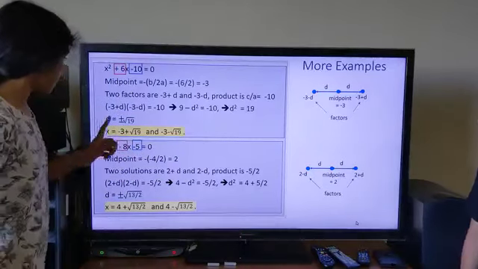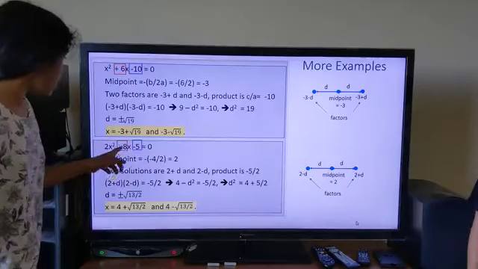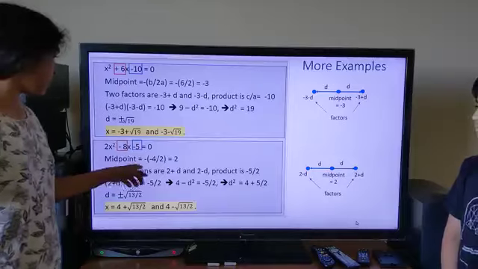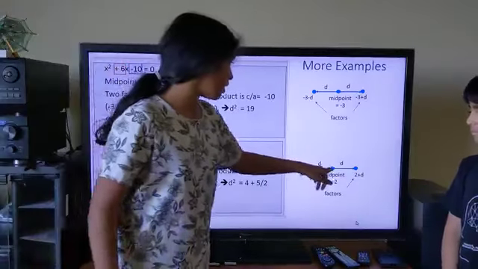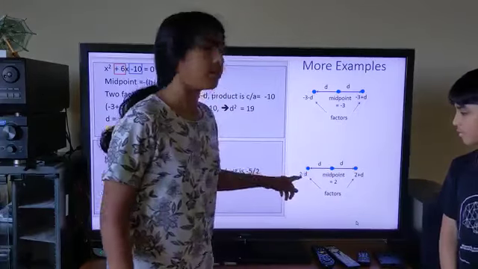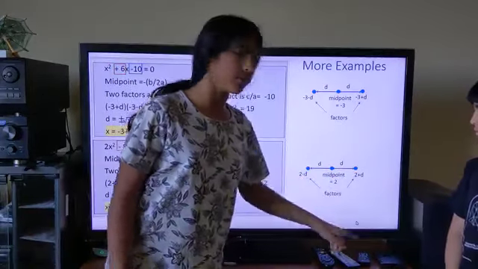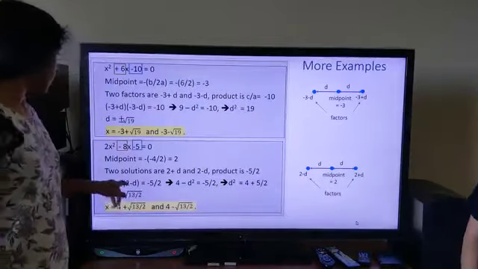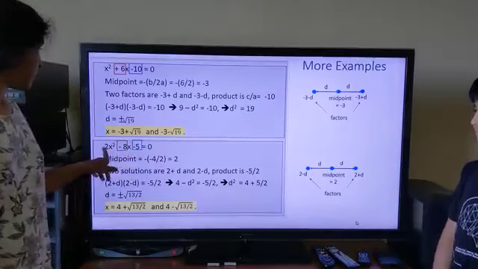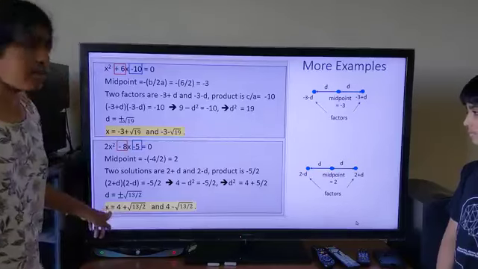So then the second equation is 2x squared minus 8x minus 5 is equal to 0, and the midpoint is 2. And the distance is d, and then the two points are 2 minus d and 2 plus d, and those two are the factors. And when you multiply them, you get c divided by a, which is negative 5 divided by 2, and when you simplify it, you get this.